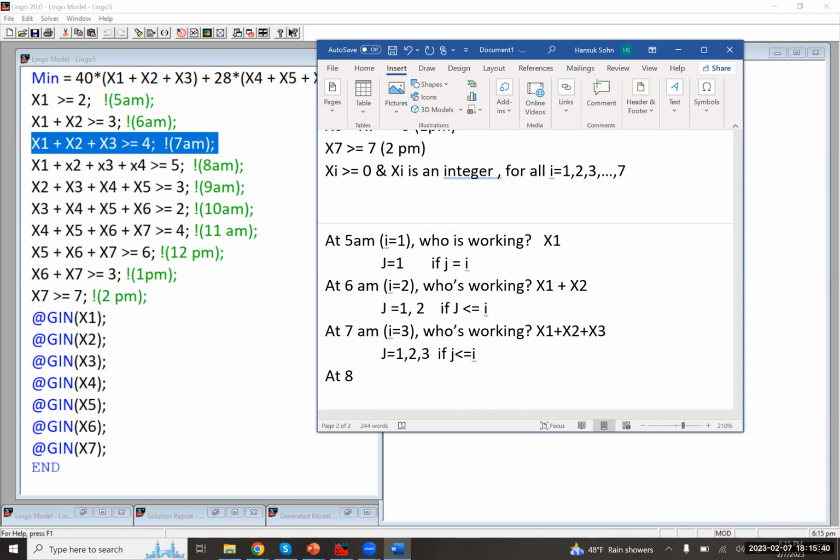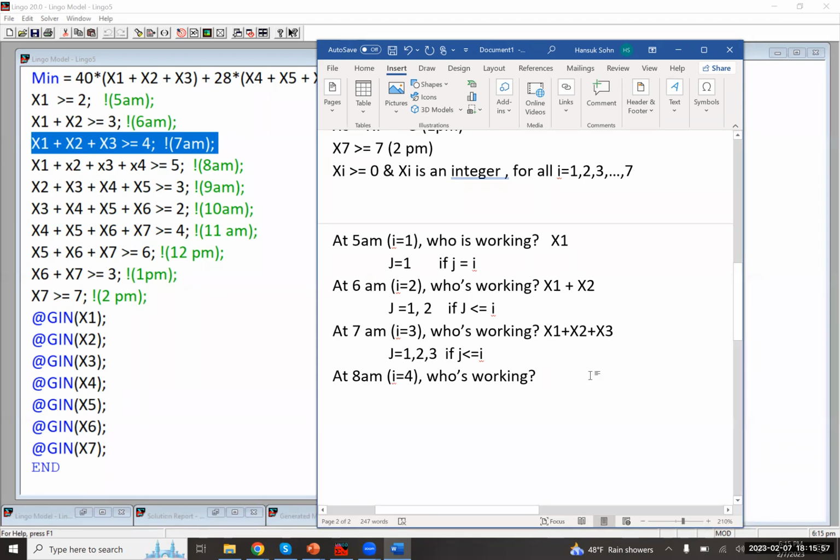Let's continue on this at 8 a.m. So I'm talking about what if I takes the value of 4? Who's working? It'll be x1, x2, x3, and x4, right? So this condition still works, right? In a way, we have these 4 different values, right?